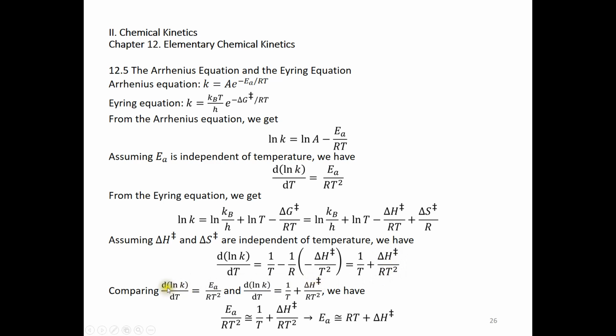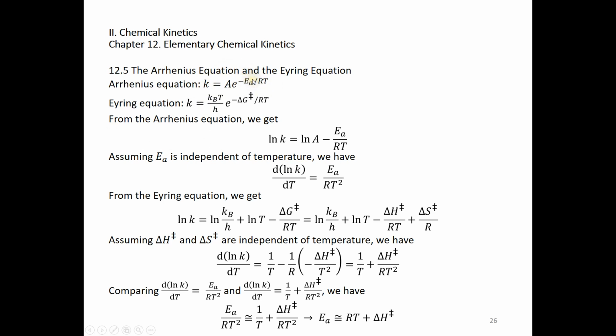They are both how ln(k) depends on T, so I'm going to put an equal sign in between. So the activation energy over RT squared is approximately 1 over T plus the enthalpy of activation over RT squared. Therefore, we proved the activation energy is equal to RT plus the enthalpy of activation. We do have an approximate sign here because the Arrhenius equation is not exact. So this is an approximate equation for computing the rate constant k.